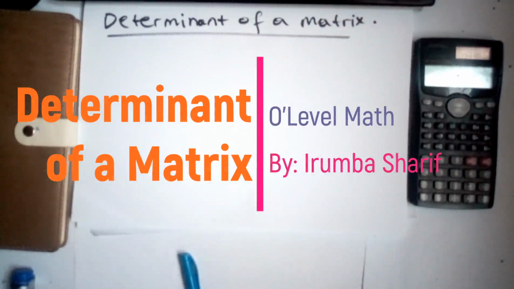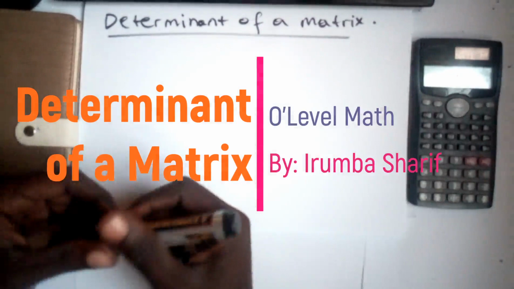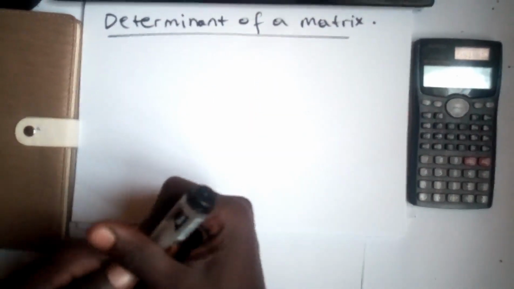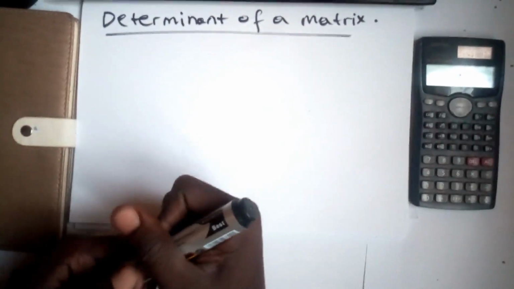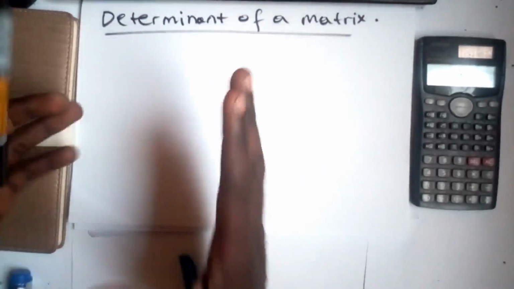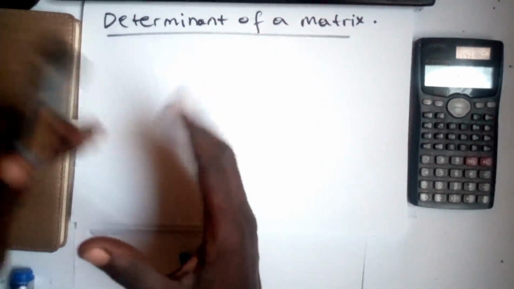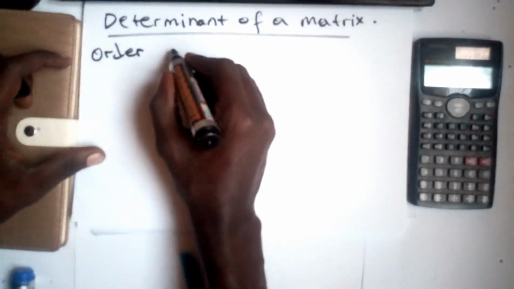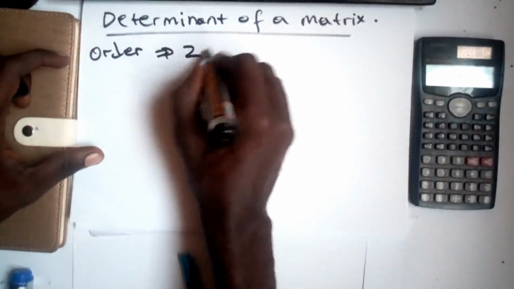Okay, when we are looking at the determinant of a matrix, we are going to remind ourselves of what we covered last time about the definitions or the terms that we use when we are dealing with matrices. So at this level, we are just going to deal with the determinant of a 2 by 2 matrix. We shall only restrict ourselves to a 2 by 2 matrix, meaning that the order of the matrix that we shall be considering is 2 by 2.